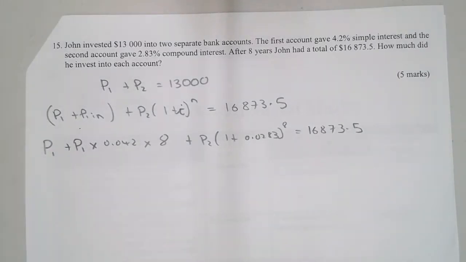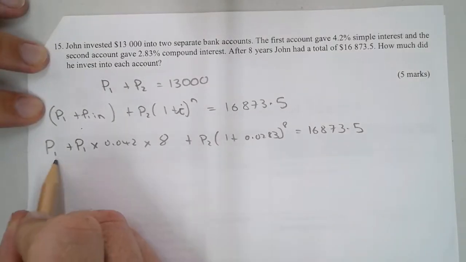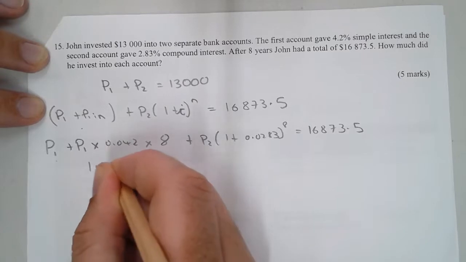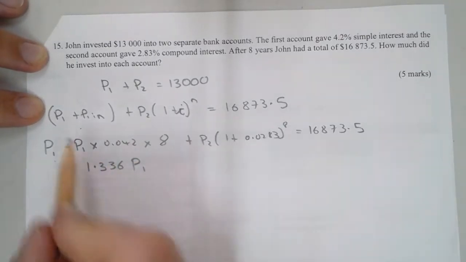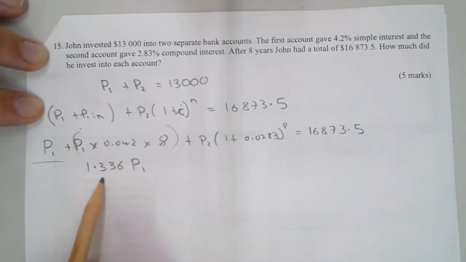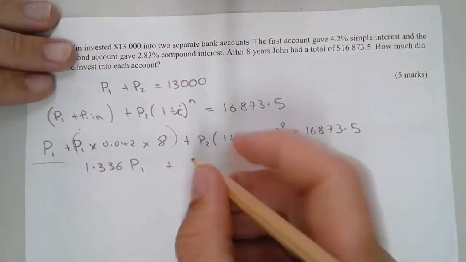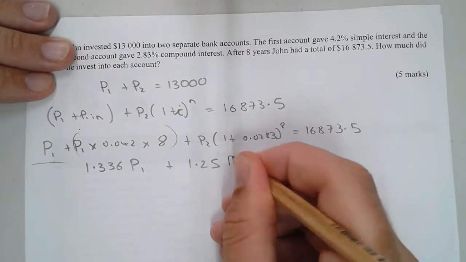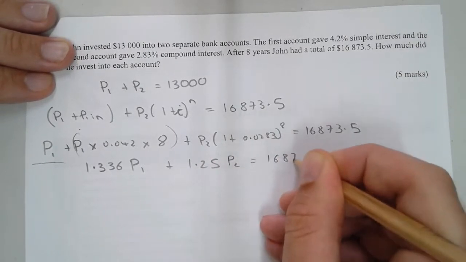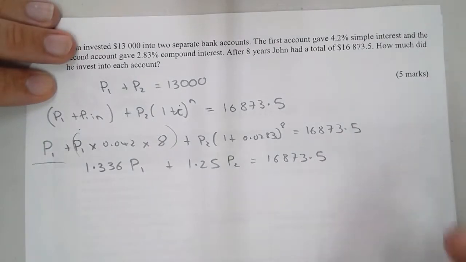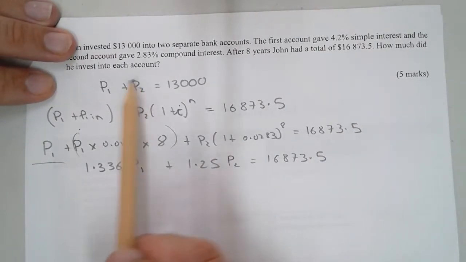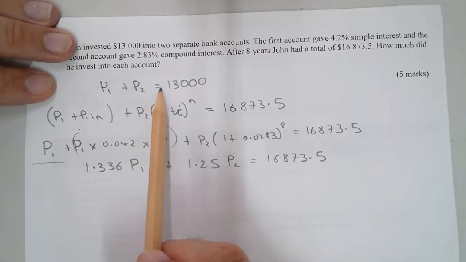Now let's simplify this one. So 0.042 multiplied by the 8 is 0.336 plus the 1, so it's 1.336 P1. So if you do that plus that, that's what you get. Now let's simplify this one. So 1 plus 0.283 to the power of 8, and you get 1.25 P2, which must equal 16873.5. Now for this question here, if P1 plus P2 equals that, P2 must equal that.